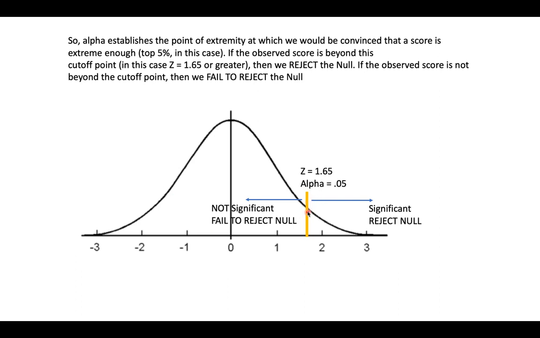So if my result is inside of that benchmark, this direction towards the larger portion of the curve, if we're inside of the benchmark, then we're not significant and we fail to reject the null. If we're beyond the benchmark, then our result is significant and we reject the null hypothesis.